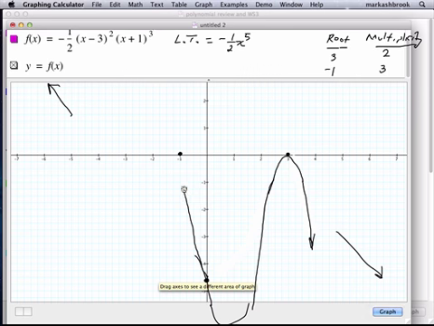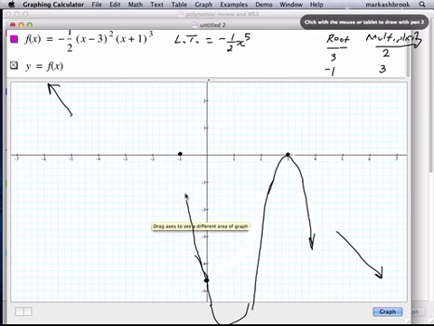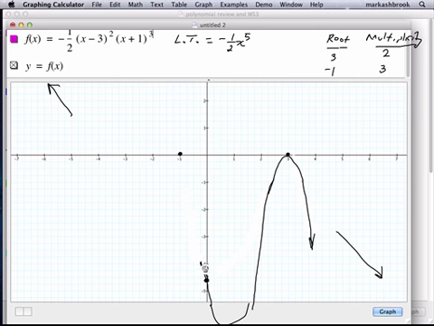Now, what's the multiplicity at -1? 3. What's that like? It's a cubic. Do you know what a cubic looks like when it goes through the origin? What does it do? It kind of flattens out. That's what a cubic looks like. X cubed near the origin looks like this, right? So that will be the behavior at the -1 root.